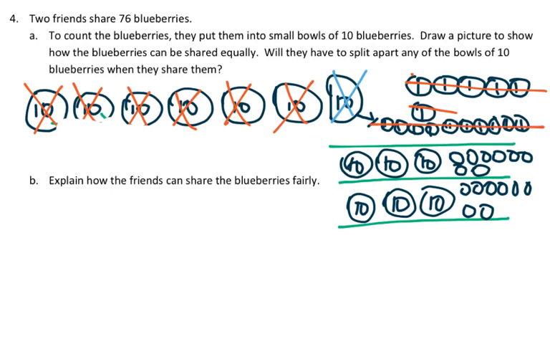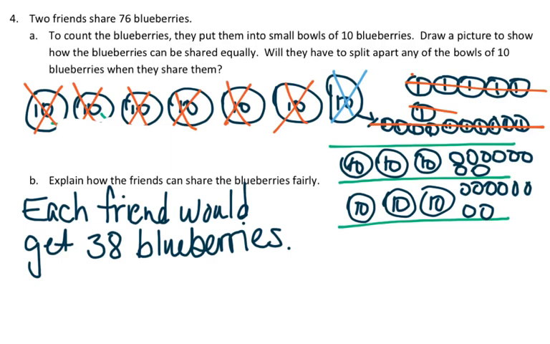So now how many would each friend get? So I would just take a look at one of the rows. Each of these rows represents a friend, so I can just count the blueberries. So I have 10, 20, 30, 31, 32, 33, 34, 35, 36, 37, 38. So each friend would get 38 blueberries. So how would the friends share the blueberries fairly? Well, each friend would get 38 blueberries, and my explanation is done here by doing my bowls of blueberries and my single blueberries, or the place value discs, and splitting them into the 2 rows for the 2 friends.